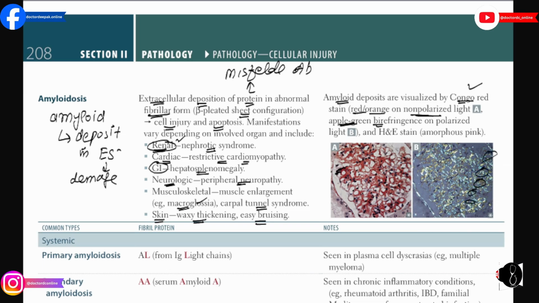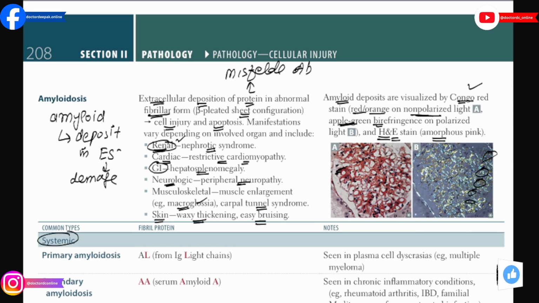birefringence. And after that, we can also see these proteins on hematoxylin and eosin stain, on which they appear as amorphous pink material. So these are the, you can say, different staining methods which are used to see the amyloid or abnormal proteins. Then after that, you have to keep one thing in mind: the amyloidosis is divided into two major categories. One is systemic and one is localized.